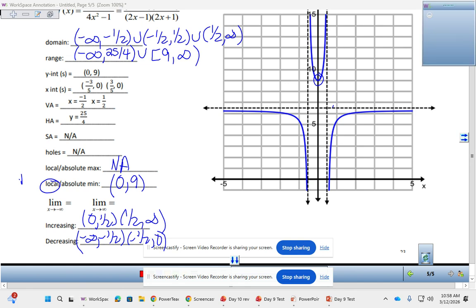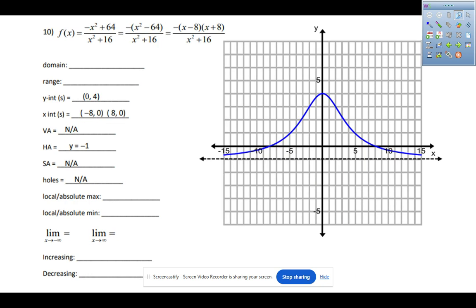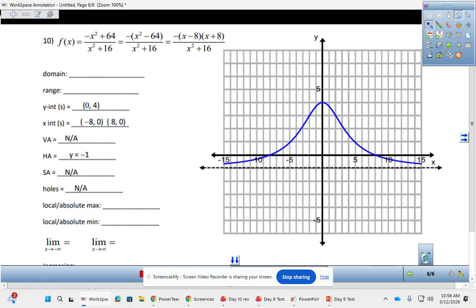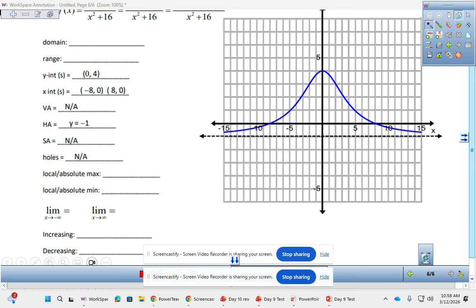And was there one more? Yeah. So for this one, domain, vertical asymptote, hole, there aren't any of them. So negative infinity to positive infinity. For range, I need to use horizontal asymptote, which we have one of those, and I need to use min and max. We have one of those too. This is a max, and it looks like it's at 0, 4. It is the highest point on the graph, so it's absolute rather than local, so I would circle absolute.